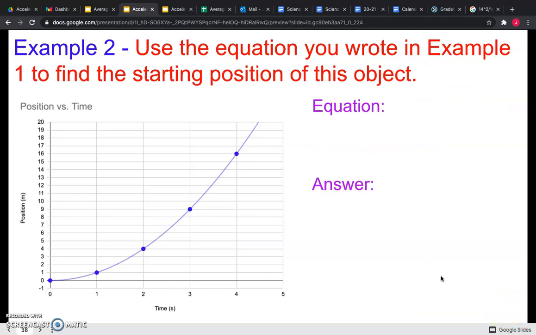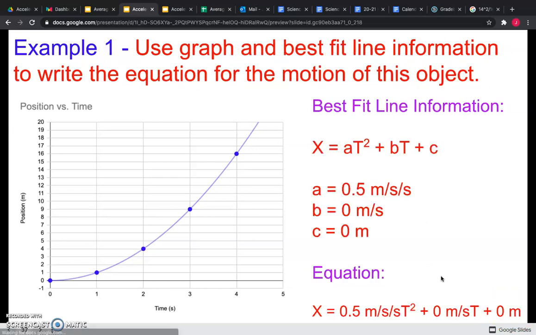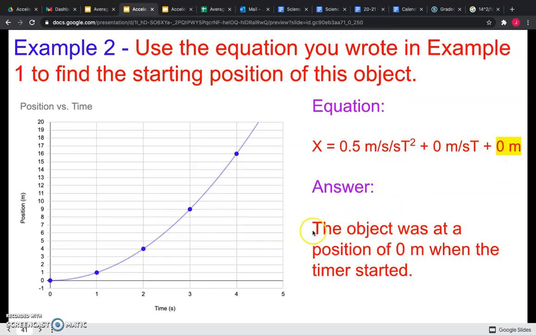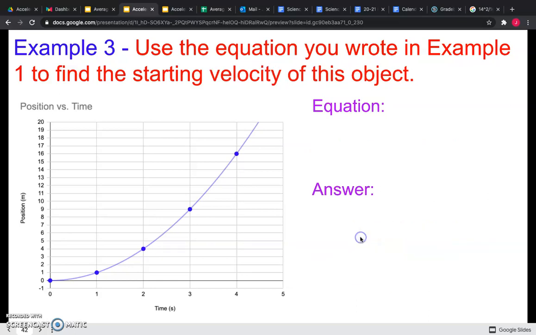Okay, so use the equation you wrote in example 1 to find the starting position for this object. So we're going to take that same equation, write it out right here. Now I'm going to find starting position. Well, remember, that's this third part right here, 0 meters. So now if I write it as a sentence, the object was at a position of 0 meters when the timer started.